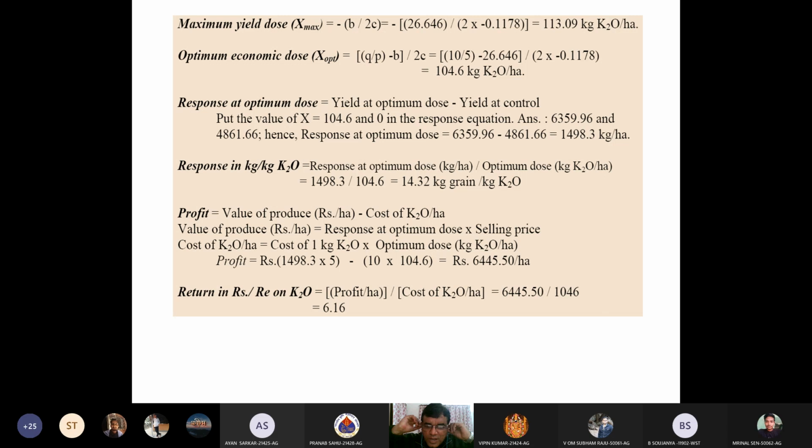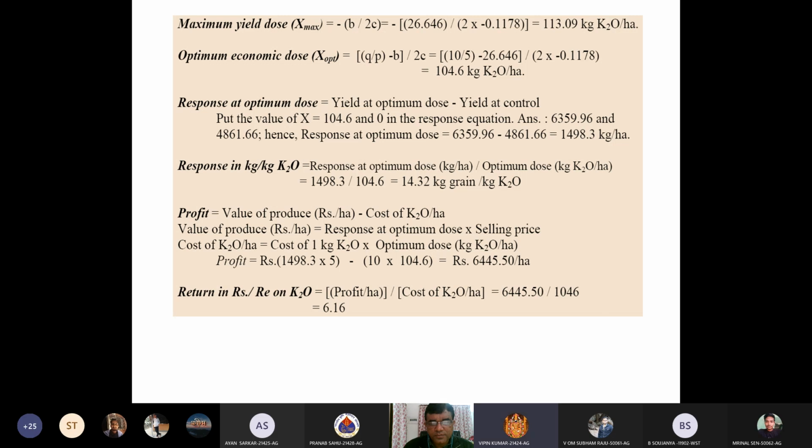So have a look again at this table, and if you have any difficulty, I will explain. Do you have any difficulty in this calculation? Sir, no, sir. One question.